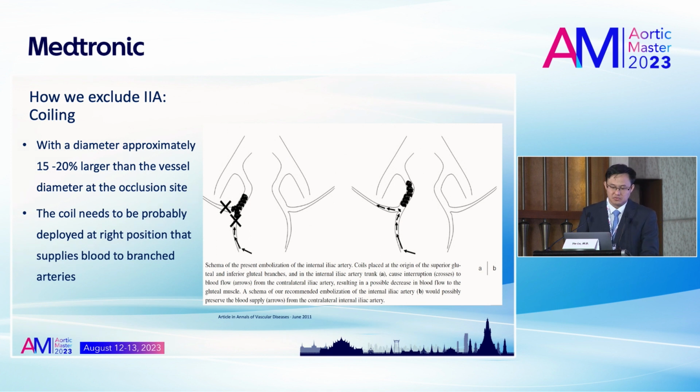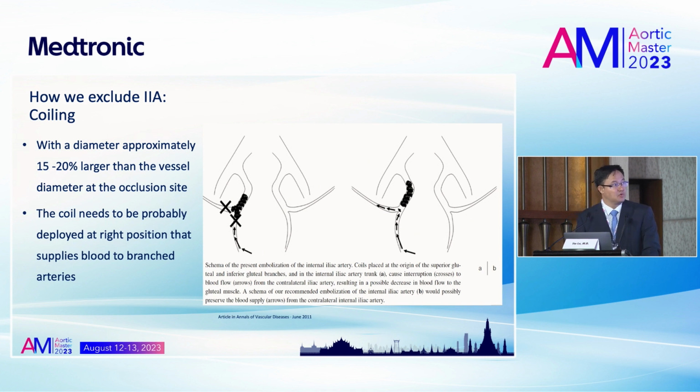How can we occlude the internal iliac by coil? You choose a suitable diameter, maybe oversizing by 15 or 20% more than the vessel diameter. You need to deploy the coil in the trunk of the internal iliac artery, before the branches of the internal iliac artery, which are very important to supply the pelvic vasculature.